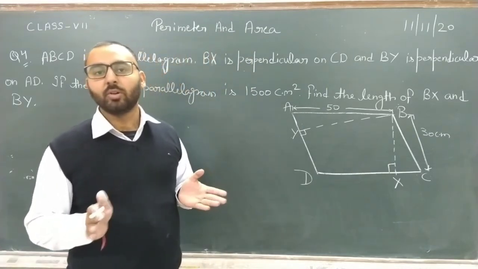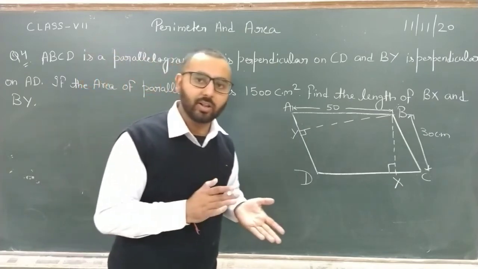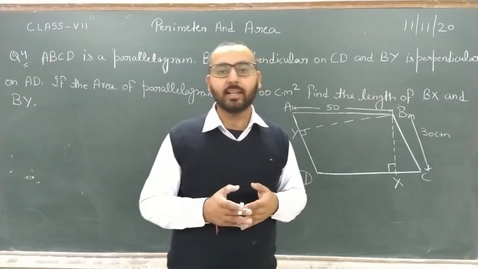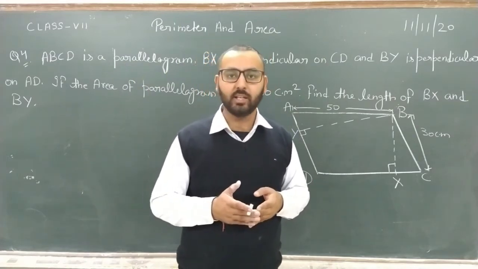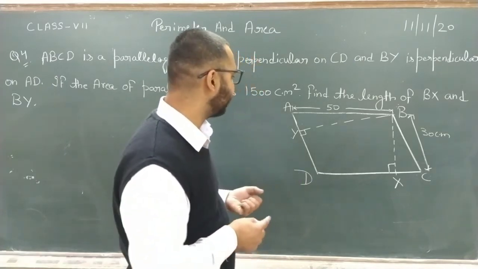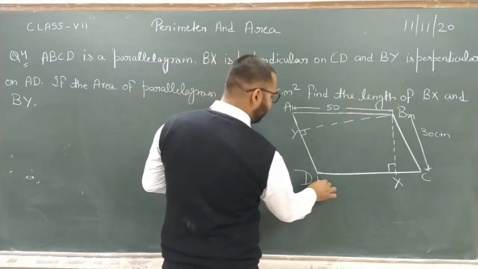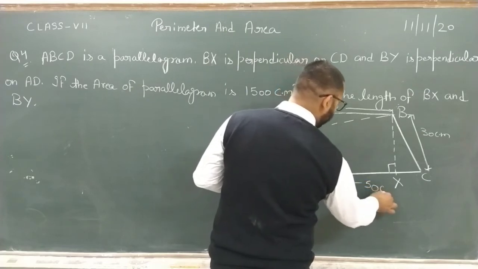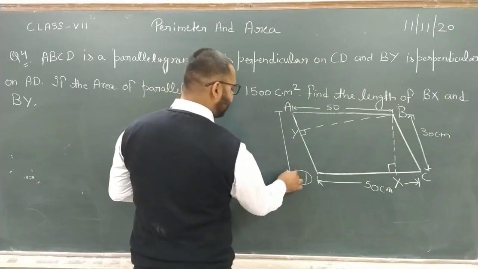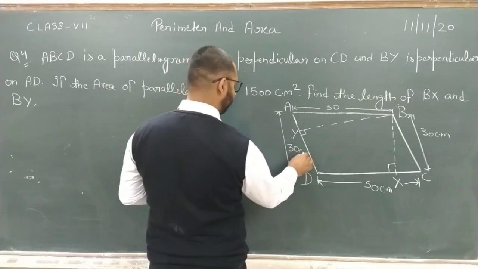In parallelogram, opposite sides are always equal, similar to rectangle. Here also, opposite sides are equal, just the difference is in the rectangle all the angles are 90 degree, but in parallelograms angle can be anything. It's not necessary to be 90. So like AB is 50, so opposite to it we have CD, that is also 50 centimeter. Same way here, if BC is 30, so AD is also 30 centimeter.